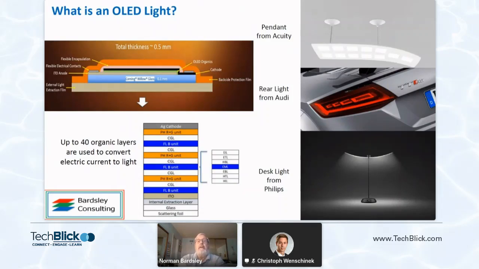The top figure is a pendant from Acuity Lighting, one of the very first OLED products. The second is a rear light from Audi. And Audi is one of a few companies that have introduced OLED lighting into the automobile market. There's a great amount also in China for this kind of rear light. And then the lowest figure, again, is one of the early products, this time from Philips, showing how you could use a conformable OLED panel in a simple desk light. Next slide, please.